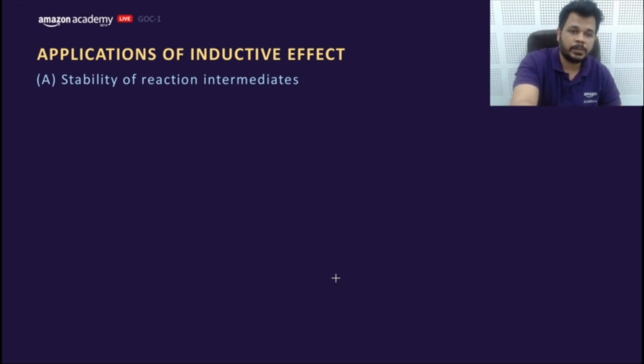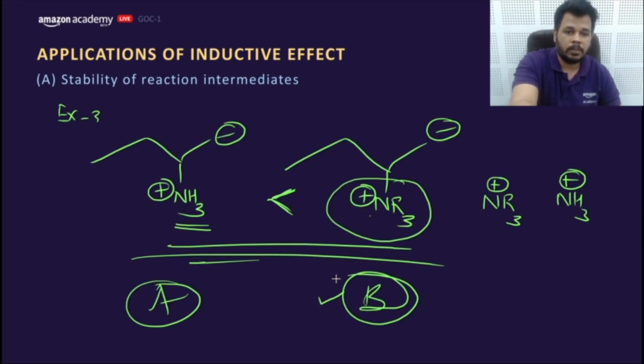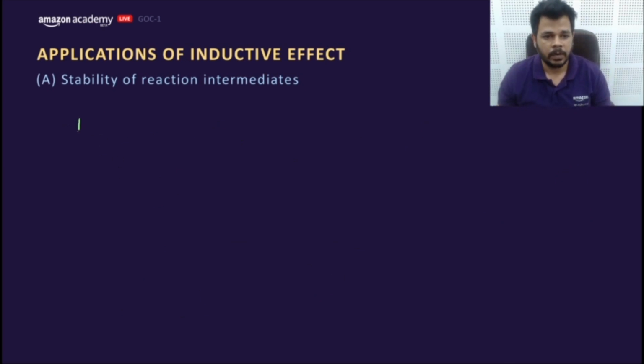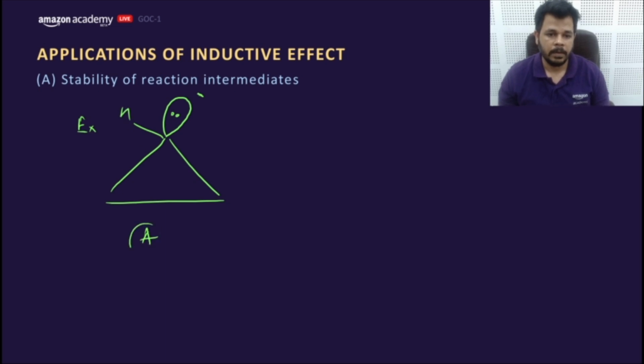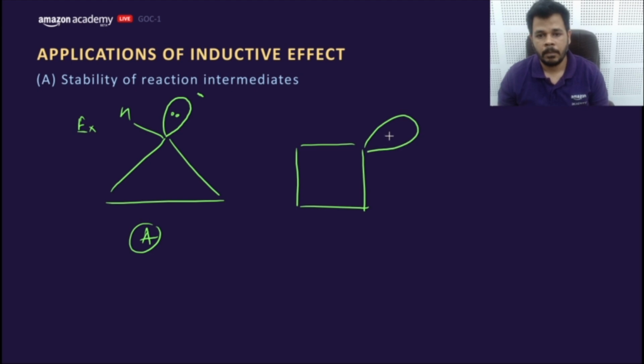Let's move to the next part of it. Some more examples of reaction intermediate. This is a very important one. A or B, which is more stable?